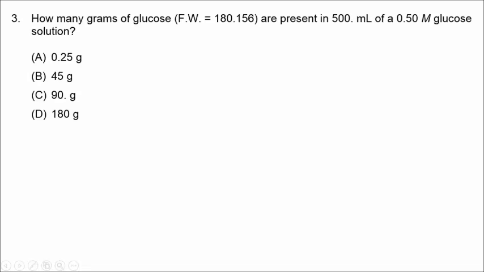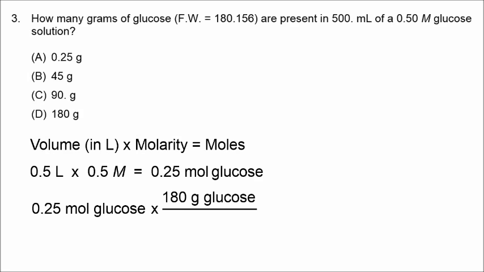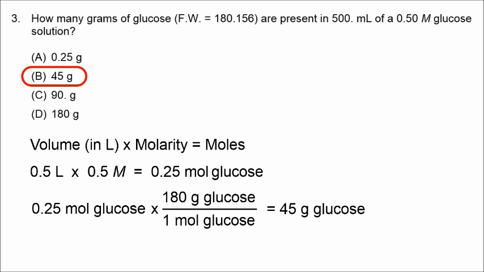Number 3 is asking us to calculate the number of grams of glucose. We know that we have 500 milliliters, that would be 0.5 liters. Multiply that by the concentration, so 0.5 times 0.5, and we get 0.25 moles, or 1/4 of a mole of glucose. So now all we have to do is take 1/4 of the number 180, and so therefore we get 45 for our answer. Number 3 is B.